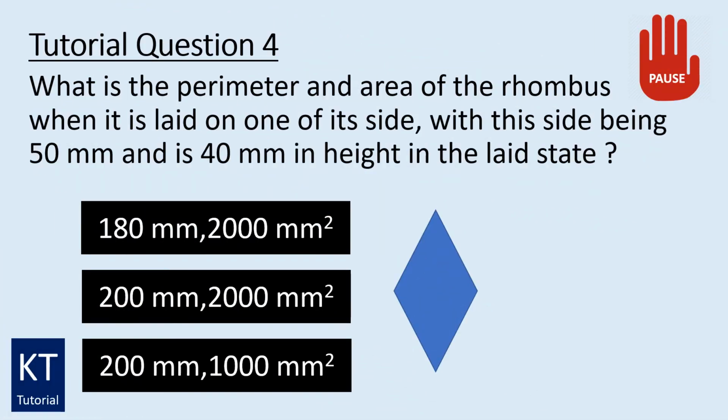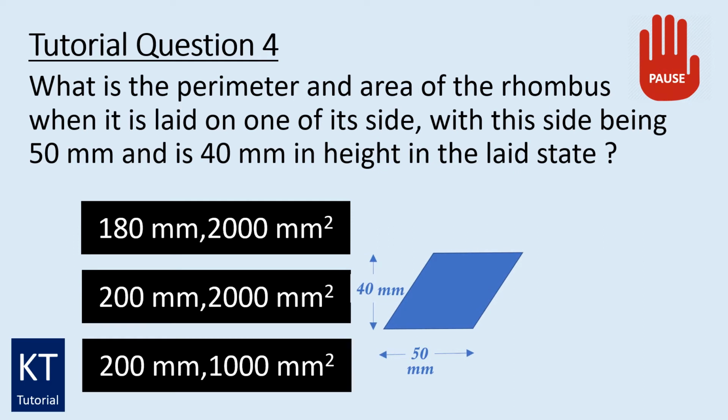Tutorial question 4. What is the perimeter and area of the rhombus when it is laid on one of its sides, with this side being 50 millimeters and is 40 millimeters in height in the laid state? Do let the video roll if you are unable to visualize the question. Here's the visual representation for what is said for question 4. Do press the pause button now should you need more time to think through the question.